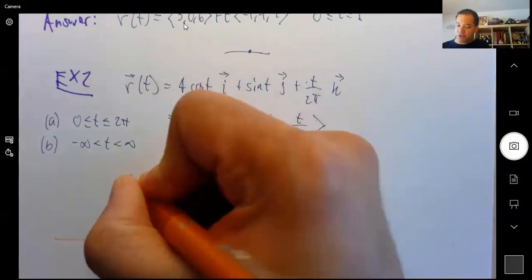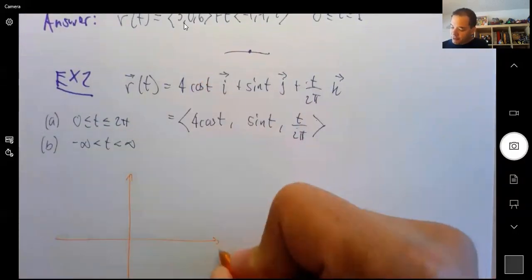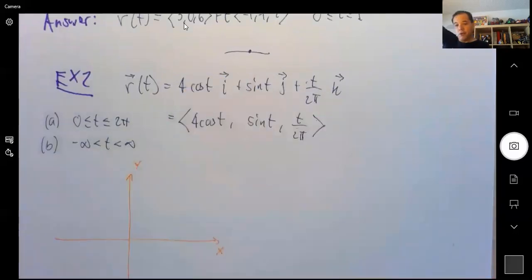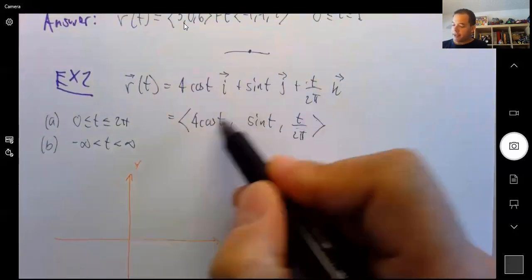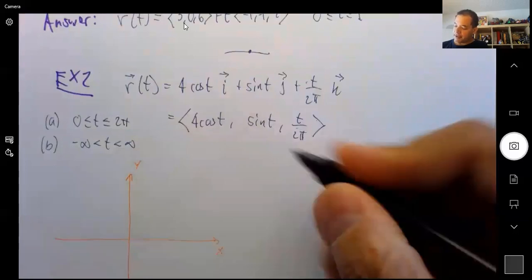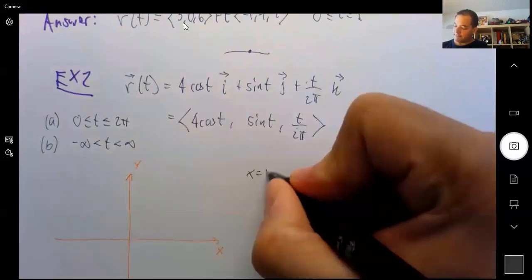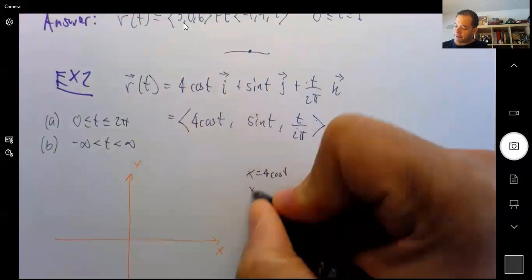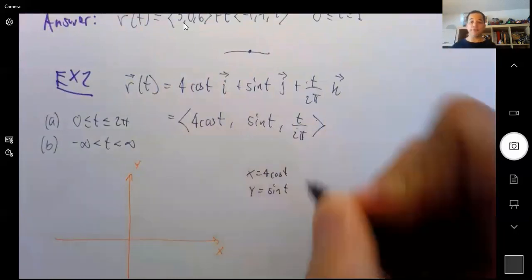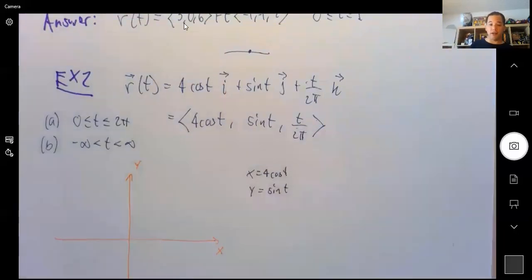So we know this picture is in 3-space, but imagine that you look from the top. So this is the view from the top. And if you look from the top, then the z doesn't really matter, and you're only looking at these two. And this sounds familiar. It's like x is 4 cosine t, and y is sine t. It kind of looks like the circle I described at the beginning of the class.